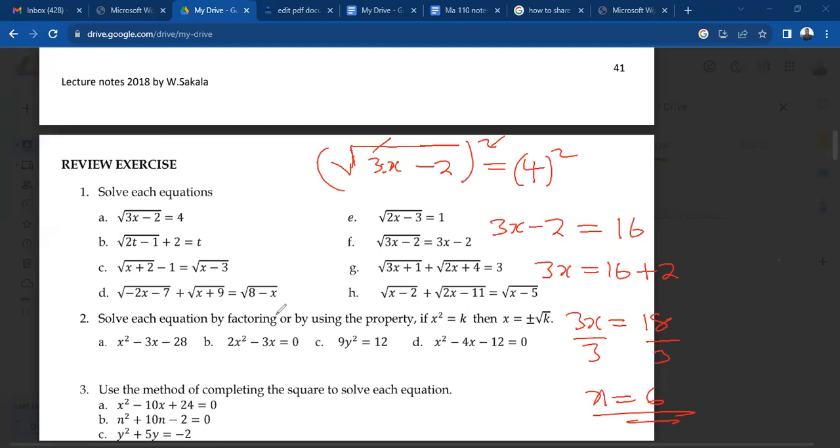So practice those questions. I may pick one question from there. Okay, so solve G when you are alone, and see how it will come out.